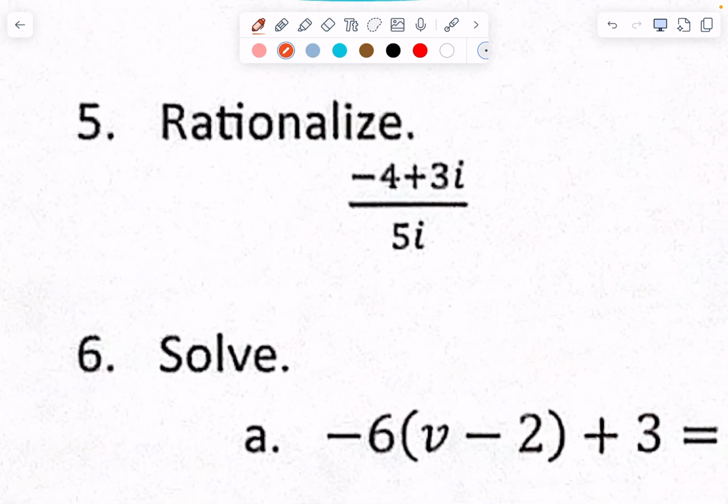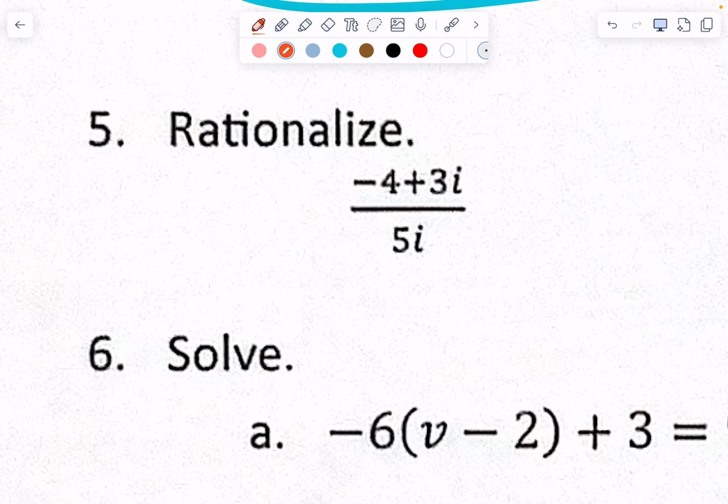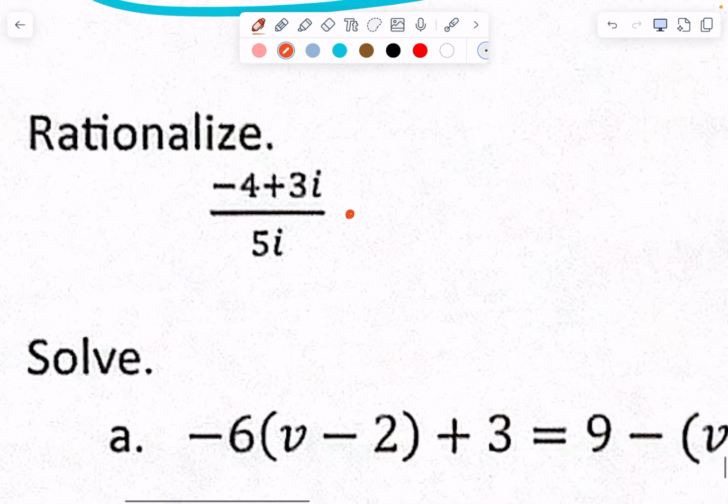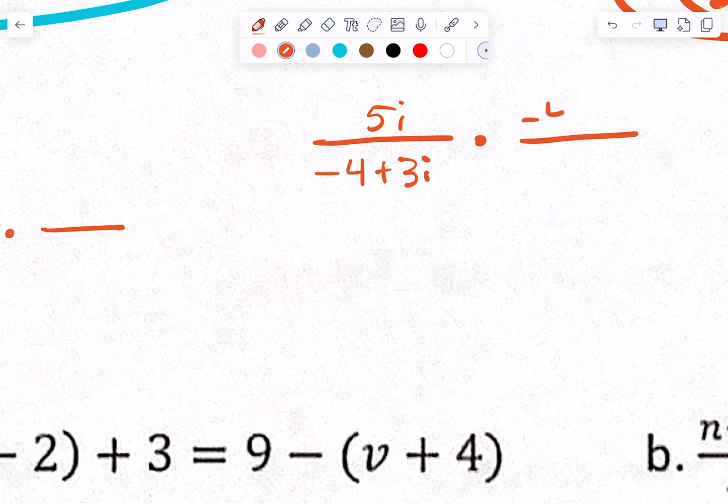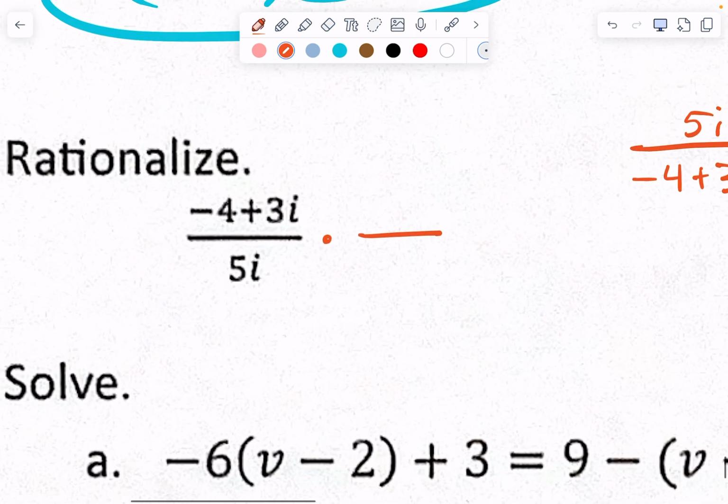Okay, rationalize. What's wrong with 5i? You don't like the i in the bottom. How do I get it out? You multiply by the opposite thing? Yeah, usually. So if this was 5i over negative 4 plus 3i, I would multiply by negative 4 minus 3i over negative 4 minus 3i, right? And I do all the things and the bottom would cancel out. But in this case, it's just 5i. Technically, you only need to multiply by i over i. You could multiply by 5i, but then you're going to end up having to reduce later.